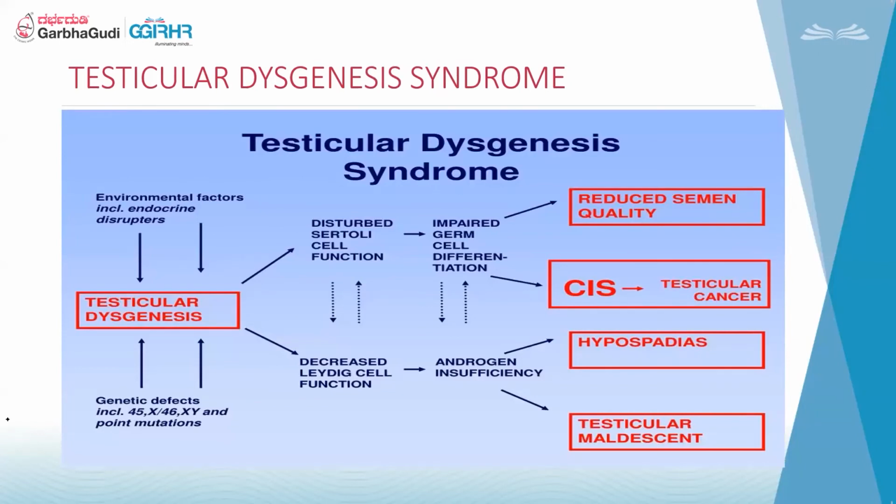So the various environmental factors, also backed by genetic factors, lead to testicular dysgenesis, which causes problems at the level of the Sertoli cells and the Leydig cells, thereby impairing germ cell differentiation and decreasing testosterone production. It leads to reduced sperm quality, a rise in testicular cancers, hypospadias, and testicular maldescent.